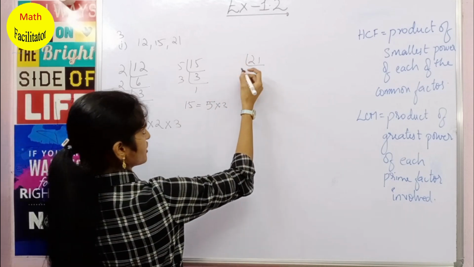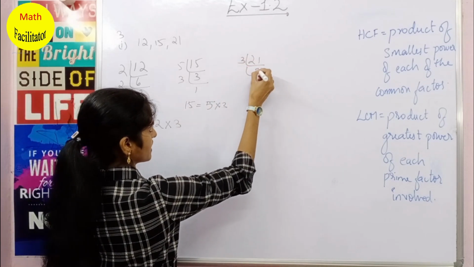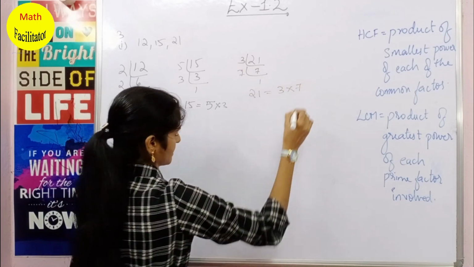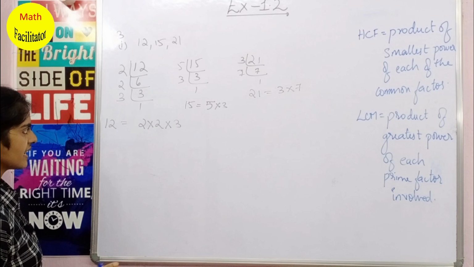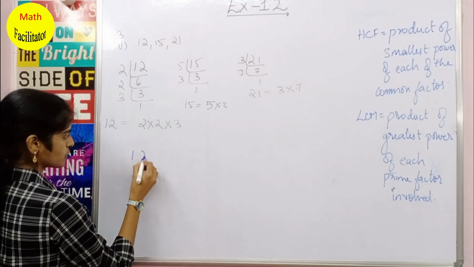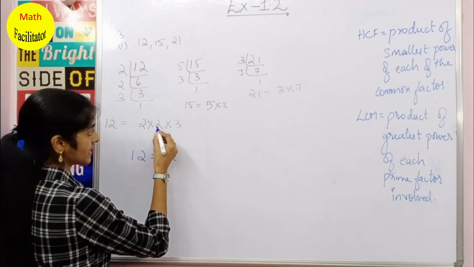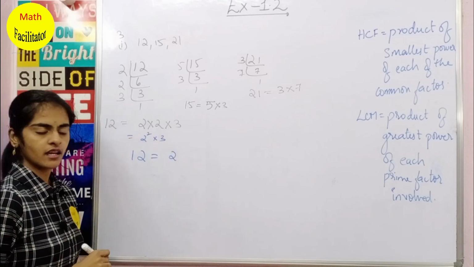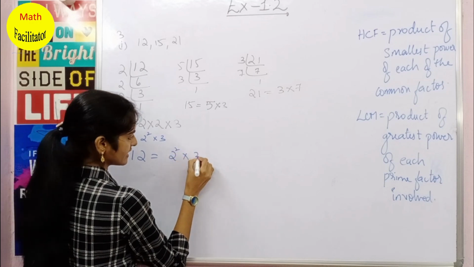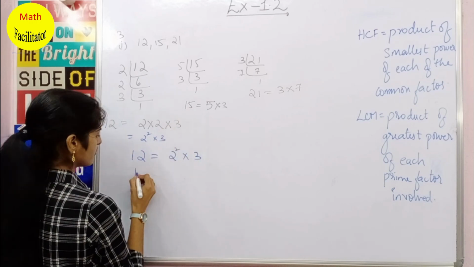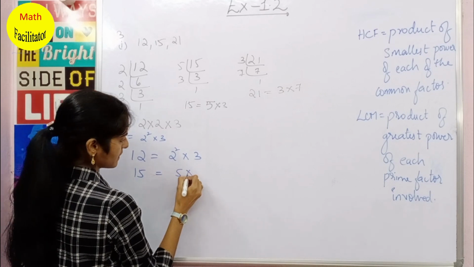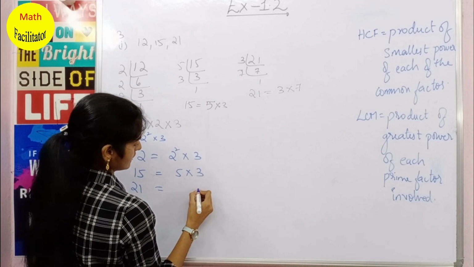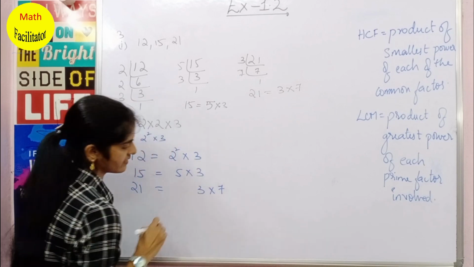Clear? Now let us check for 21. So 3 7s are 21, 7 1s are 7. So 21 can be written as 3 multiplied by 7. Okay, so let me write the factors here clearly. So 12 you have written as 2 multiplied 2 times, which means it is 2 square multiplied by 3. Okay, so 15 it is 5 multiplied by 3. Now 21 you can write as 3 multiplied by 7.